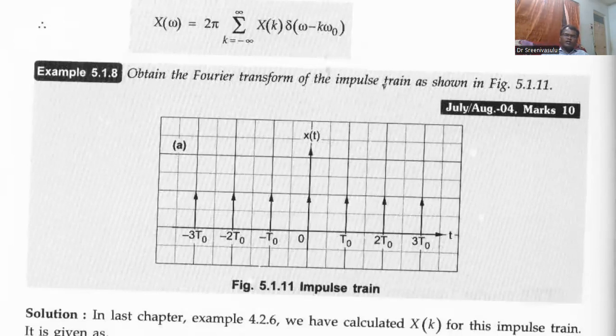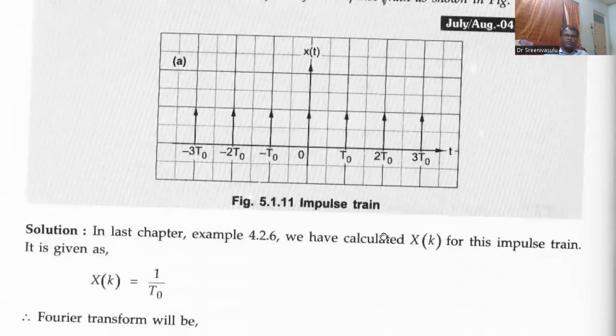and its time period is T naught. The impulses are repeated with a fundamental period T naught from minus infinity to plus infinity. So it is a periodic signal with fundamental period T naught. So we are going to apply the Fourier transform for this.